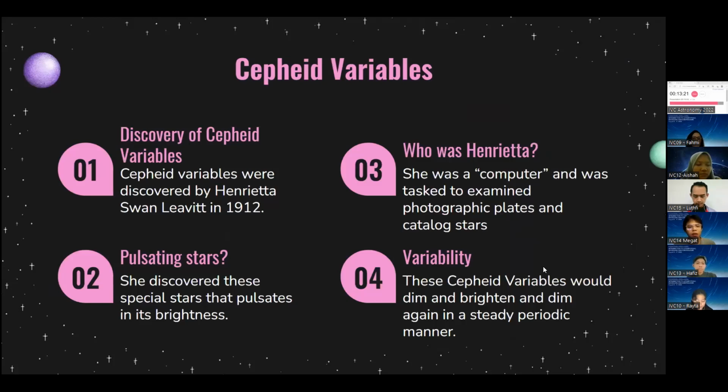So Cepheid variables were discovered by a person named Henrietta Swan-Leavitt in 1912. And she was working as a computer. She discovered that the stars were special because due to its pulsating brightness, it dims and it brightens again over a standard period of time. So she was a computer and was tasked to examine photographic plates. Back then, we didn't use CCD cameras or even films. And they were used to catalog stars. So the variability of these Cepheid variables, as I said, they dim and brighten and dim again in a steady periodic manner.